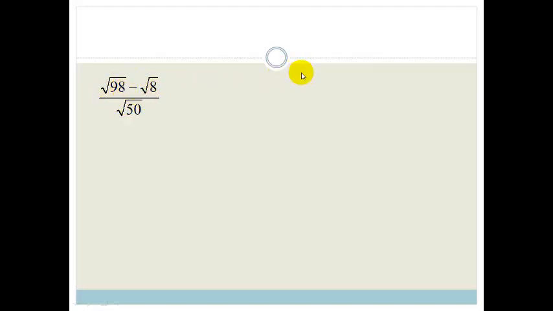So let's do 98. Okay, the smallest prime number that can go into 98 is 2. 2 goes into 9 4 times, remainder 1. 2 goes into 18 9 times. That's beautiful because we know that 7 goes into 49 7 times, and 7 goes into 7 once. Right, let's do 8. 8 is easy because we know that 2 times 2 times 2 equals 8. Okay, and let's do 50.